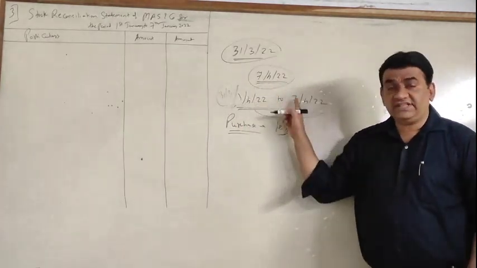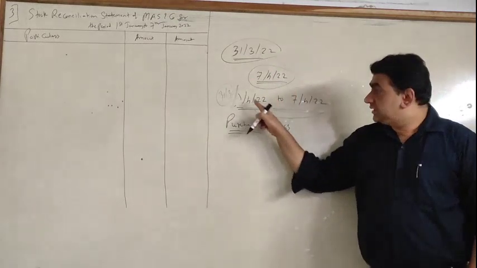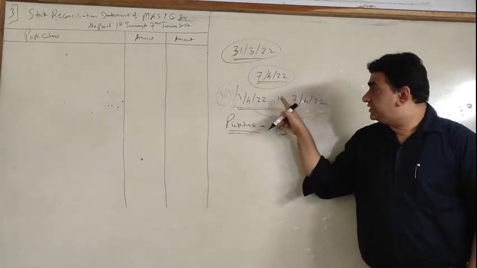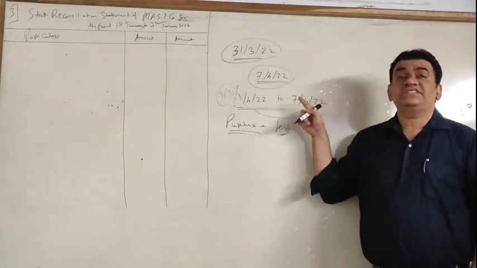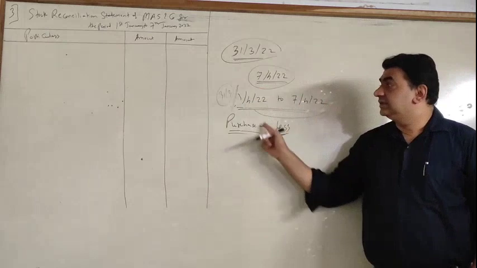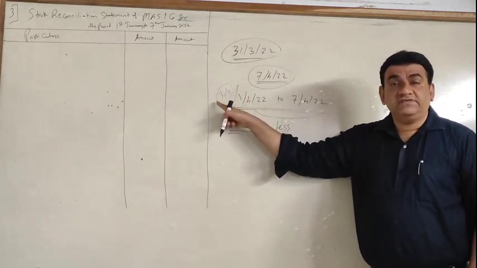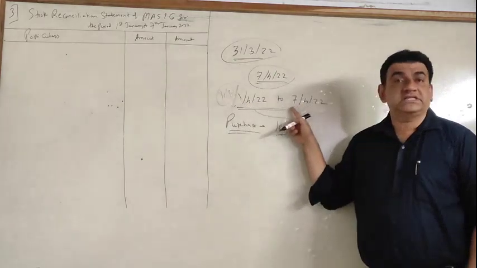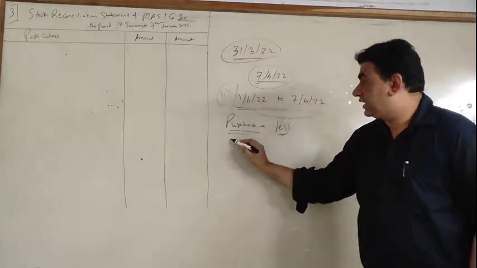Stock is taken on 7th April. I want stock on 31st March. Goods have been purchased from 1st April to 7th April. Therefore, it is included in the stock of 7th April. But I want stock on 31st March. On 31st March, these purchases are not to be there. Therefore, I will deduct. Coming to the next.